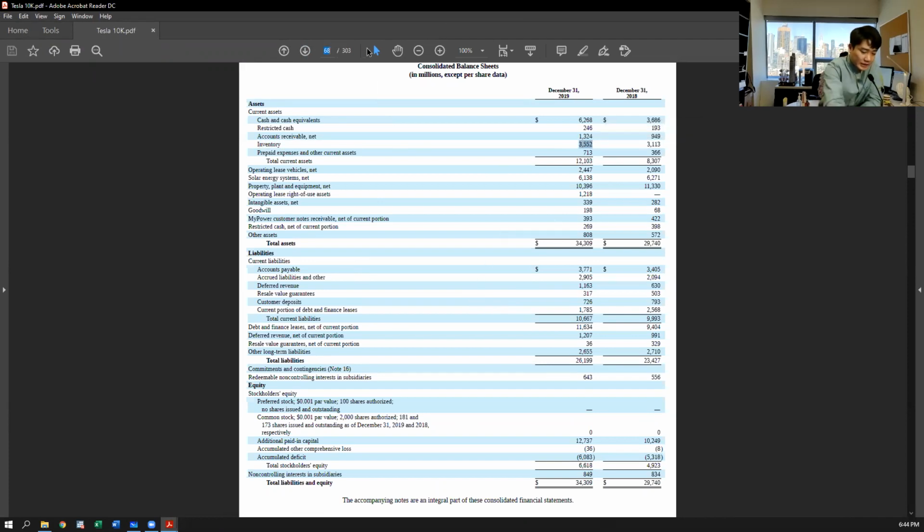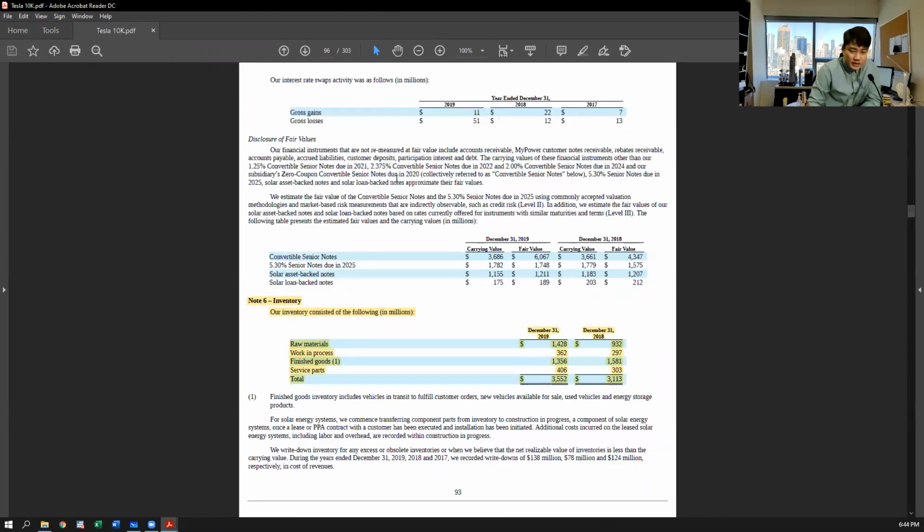But in reality, 3,552 is the total amount of raw materials, work in process, and finished goods. And for Tesla particularly, they also include the service parts. So when companies talk about inventories, it's not just the finished goods. You're actually talking about raw materials, work in process, and everything else. That's something you have to understand in interpreting the financial statement.